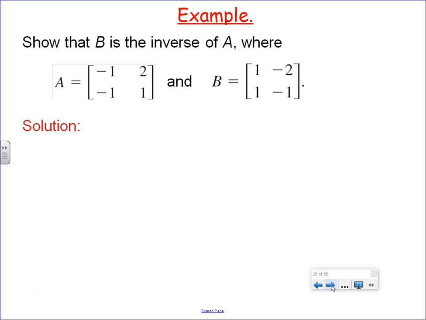Actually, pause. Right here. This half of the room: multiply A times B. This half of the room: multiply B times A. We can do that because they're 2 by 2s. And let's see if they both get the identity. Once again, this half of the room, A times B. That half of the room, B times A. I'll do both.